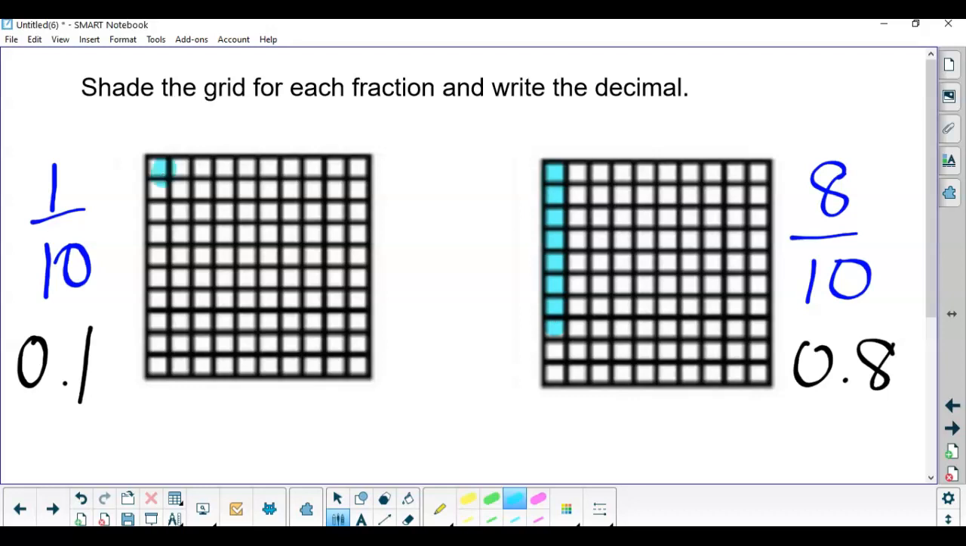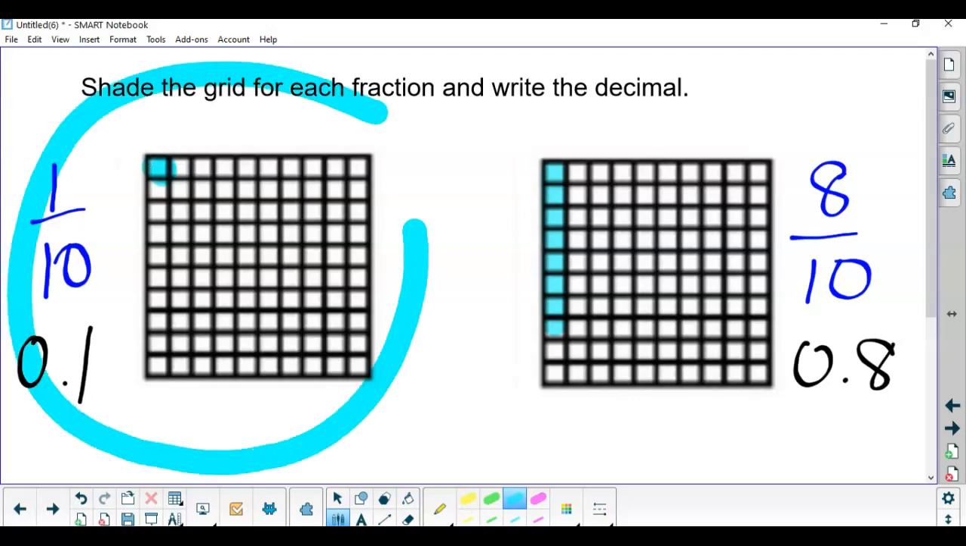8/10 and 1/10. Okay, looking at that right now, do you see the mistake? Okay, do you see the mistake for 1/10 right here? Okay, what's the mistake? Say it out loud. Yeah, the mistake is that 1/10 is actually one entire strip of our hundredths. Okay, so now that matches. Now my model matches my fraction and my decimal.